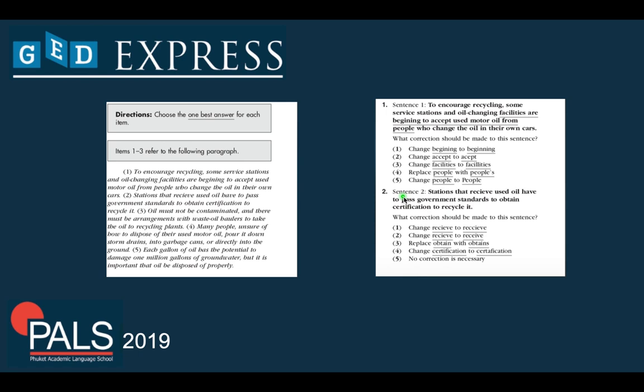Sentence number 2. Stations that receive used oil have to pass government standards to obtain certification to recycle it. I'm giving you a second again to think about your answer. If your answer is number 1, you are terribly wrong, because the correct answer is number 2: change receive with an IE to receive with an EI. And there you have it.